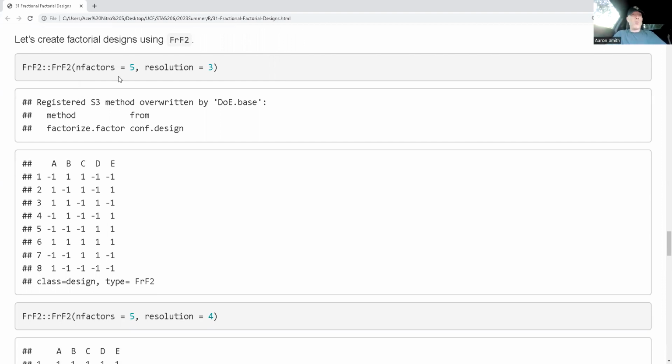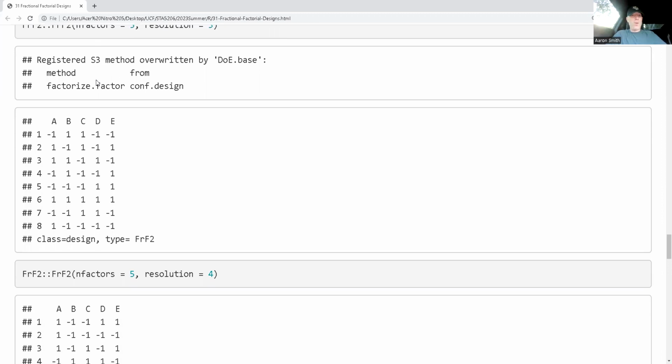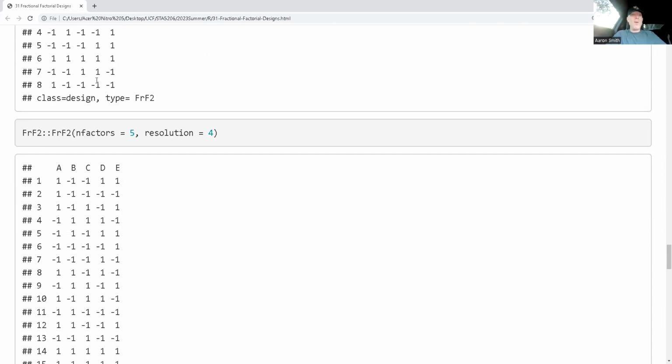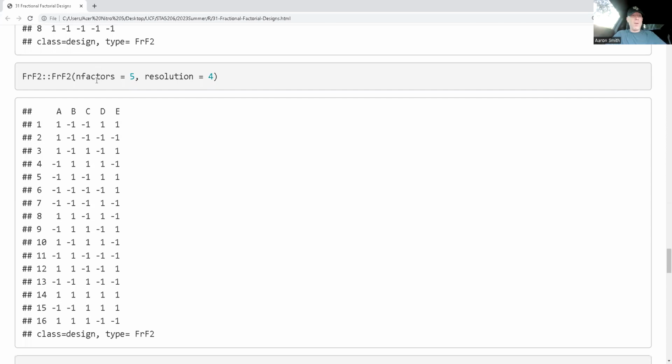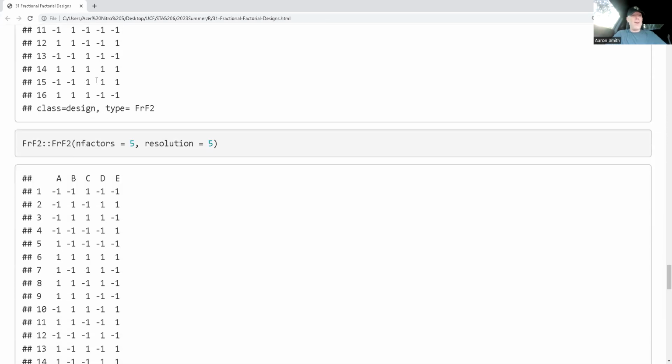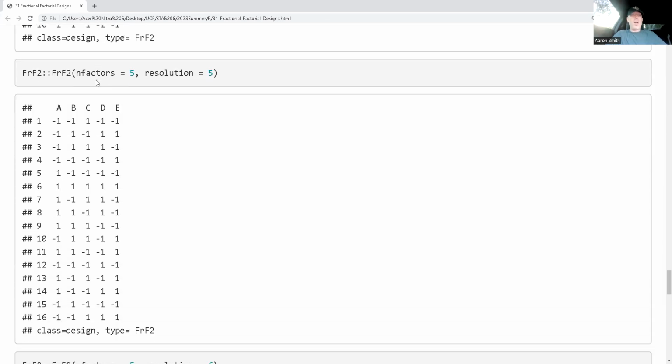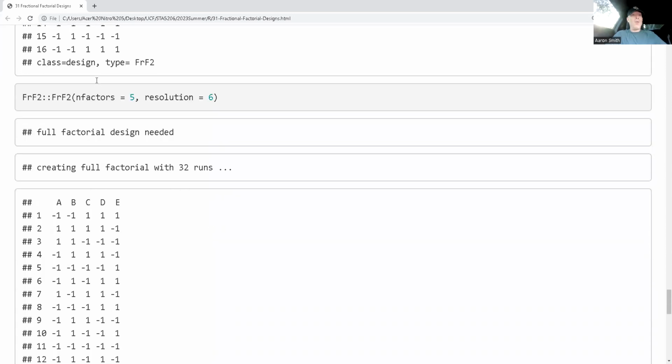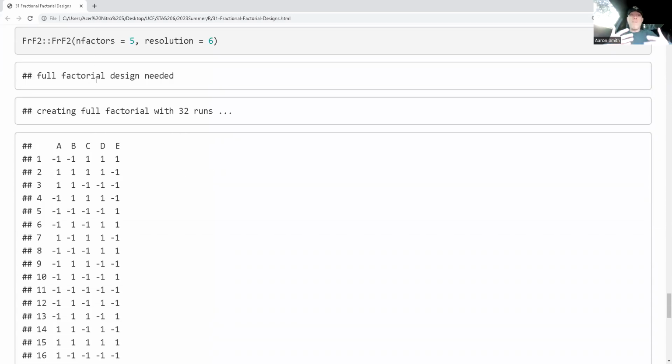So here's resolution 3 with 5 factors. Resolution 4 ends up being 16. Resolution 5 is also 16. Now, something that's interesting on this next one, when I do resolution 6, when I have 5 factors, we end up having a full factorial design. So if I keep on increasing the resolution, eventually I'm going to get full factorial design.